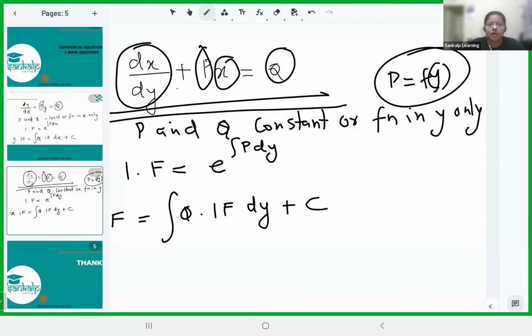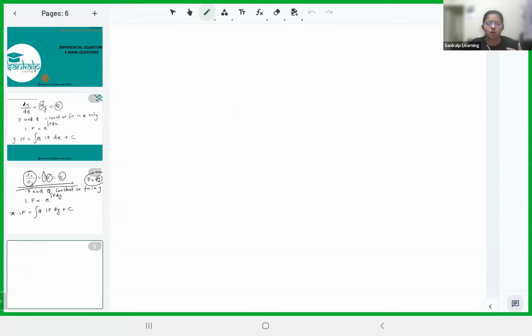And there is one more chance for questions to be asked in the 5 mark session, that is solving a homogeneous differential equation. You have to practice more problems in the part I have explained now, and you should also practice questions from the homogeneous section. A few questions we will do in this session, then you will understand the concept of how you can solve these questions.